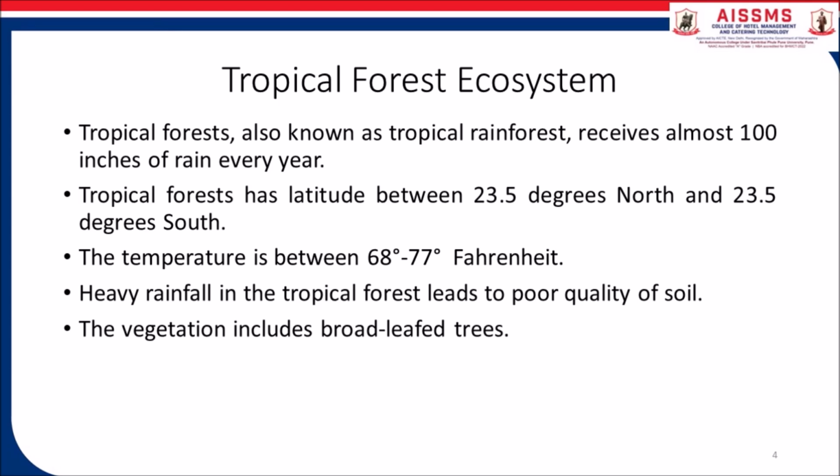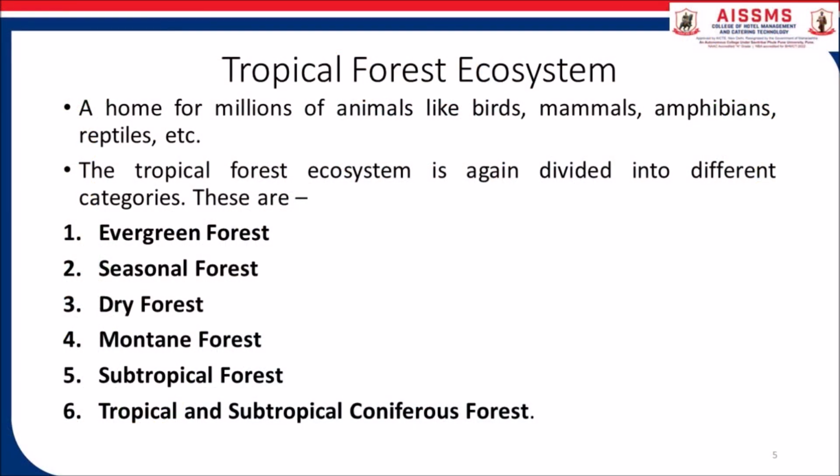If you take a look at the vegetation of tropical rainforest, mostly it will include broadleaf trees that are very tall, about 80 to 115 feet in height. Due to dense canopy, the sun finds it quite tough to reach the forest floor. The tropical forest is a home for millions of animals that include a massive variety of birds, mammals, amphibians, reptiles, etc. Here you can find almost half of the species of animal that lived on the earth.